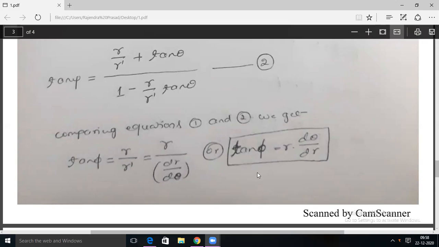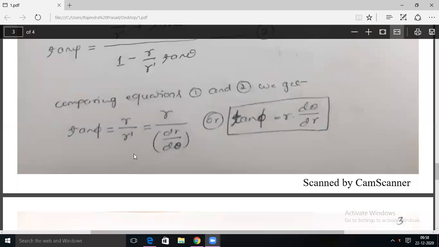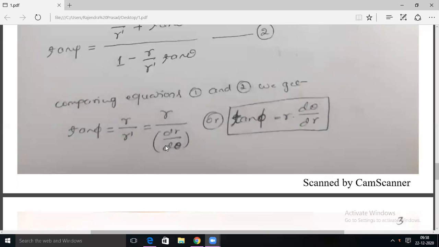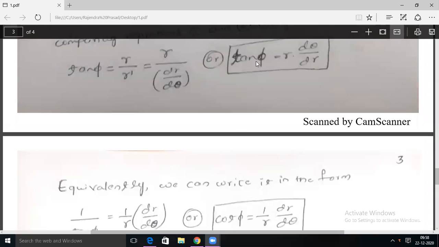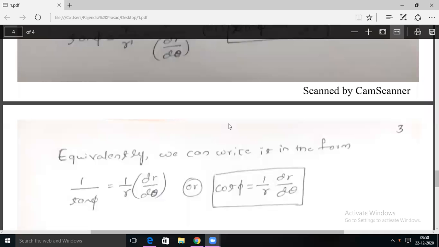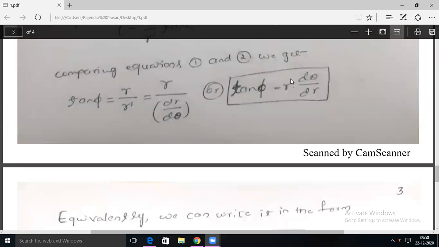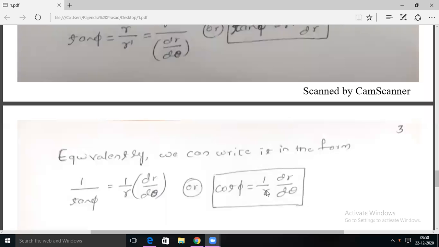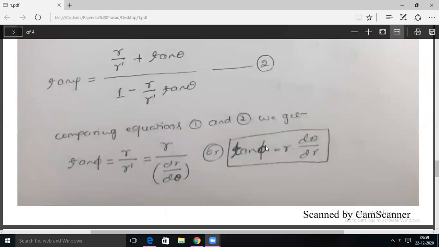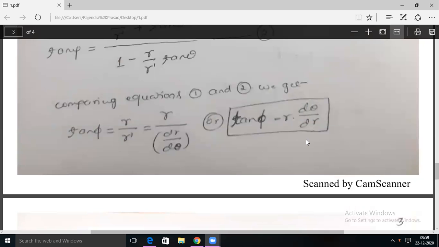Next here. This can be written as tan phi is equal to r into d theta upon dr, right? So we can write the equivalent form of this. Tan phi can be written as the reciprocal, 1 upon tan phi, which is 1 by r into dr by d theta. So 1 upon tan phi is equal to cot phi. Cot phi is equal to 1 by r into dr by d theta. So these both are the same. Tan phi is equal to r into d theta by dr. This is also the angle between the radius vector and tangent.